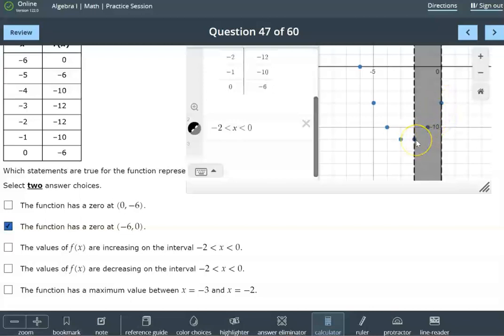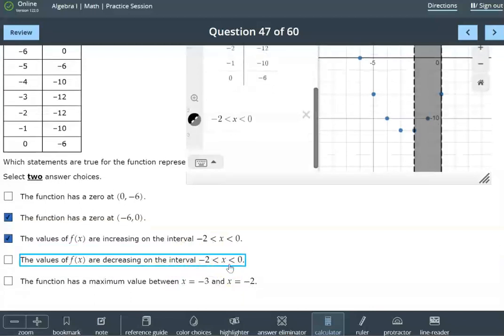Notice this blue point. It's down here at (-2, -12), but this one's at -10, and this one's at -6. So as you move to the right, the graph is increasing on that interval, and so that is true. If it's increasing on that interval, obviously it's not decreasing on that interval, so the next answer choice would not make any sense.